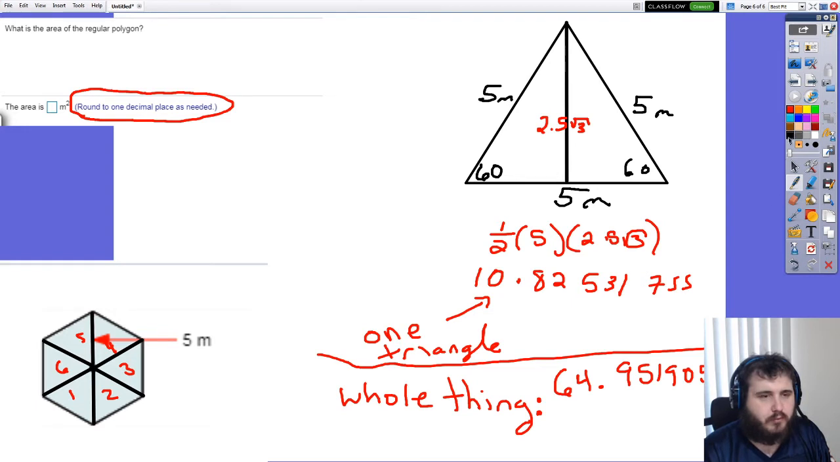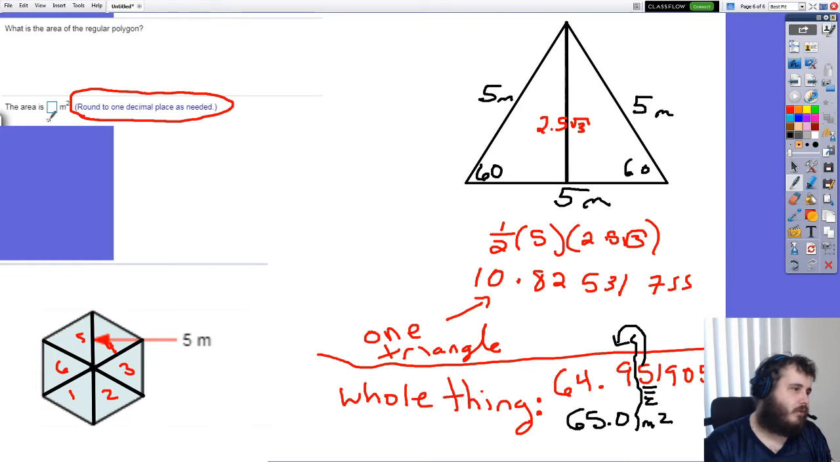And then I want to round, what does it say, to the nearest 1 decimal place, the nearest tenth. So here's my tenth, so I look at the next one. This is a 5. Well, 5 and up, I make this one bigger. 64.9, the 9 rounds up, and we get 65.0 meters squared, and that's what will go into the box right here, 65.